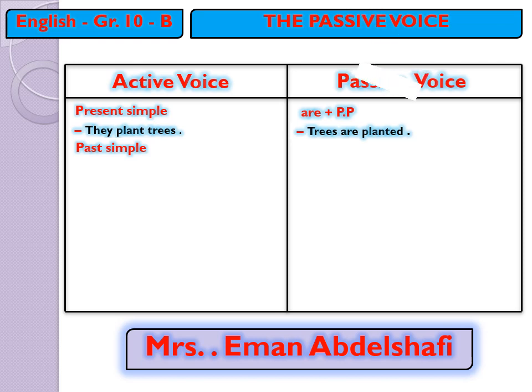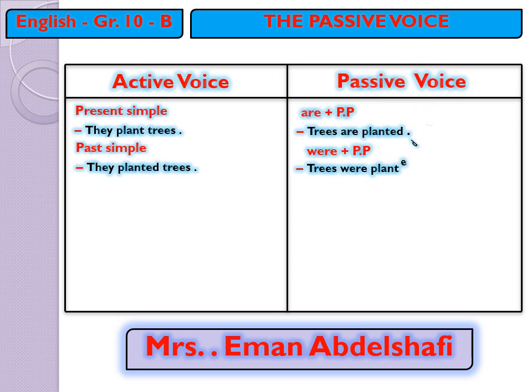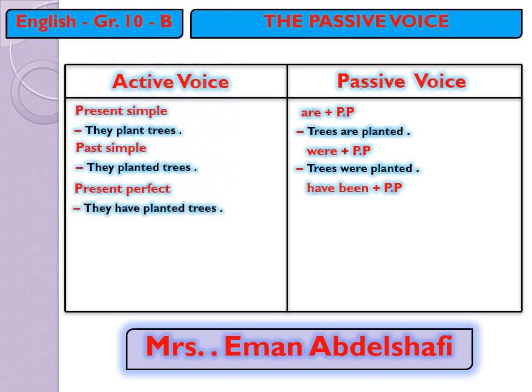Past simple: were plus the past participle. Example: they planted trees. The passive voice: trees were planted. Present perfect: have been plus past participle. They have planted trees. Trees have been planted.